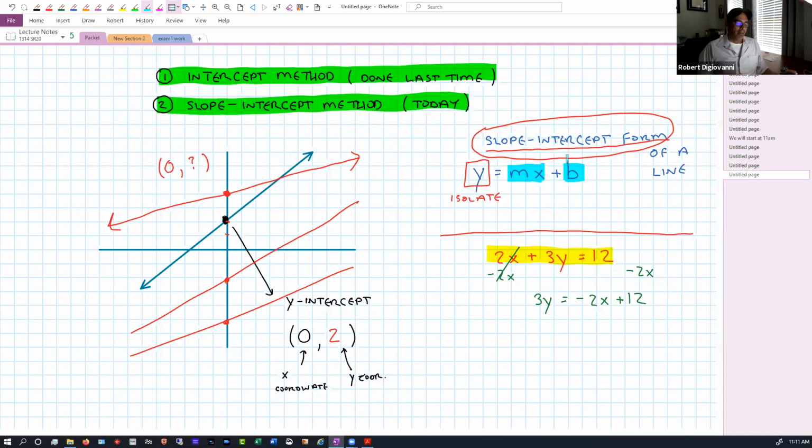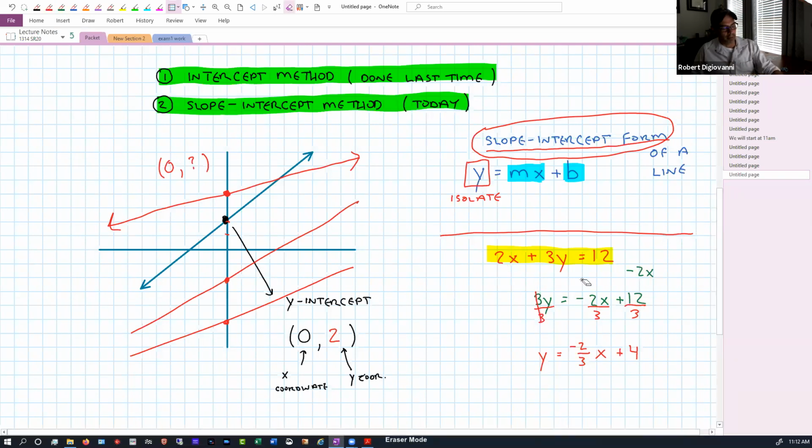Okay, do we have y by itself? Not really. We have the 3 in front, right? So we're going to want to divide by 3 now, not subtract. We're going to divide everything by 3. On the other side of the equation, we have to divide every term by 3. So let's see what happens. We get y equals, okay, I have a negative 2 over 3, and I still had an x there, so I'm going to write it that way. And then I have plus 4. That right there is what we call the slope-intercept form of that line.